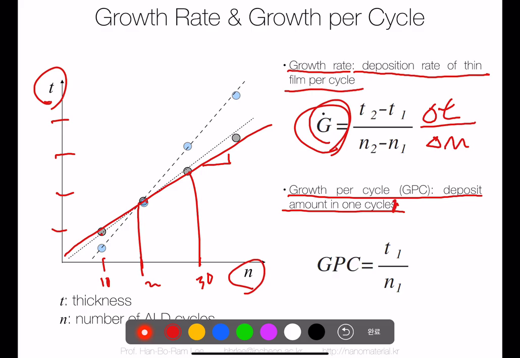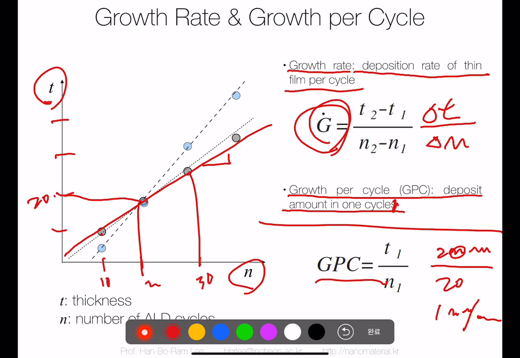So if you obtain, for example, 20 nanometers in 20 cycles, your GPC is very simply calculated as 20 nanometers divided by 20 cycles. That is 1 nanometer per cycle. That is the GPC, and this is not a kinetic term. The catch with GPC is that the growth rate could change if you have some nucleation delay. The slope looks like this. So you have to check all of the points if you really want to obtain the growth rate.